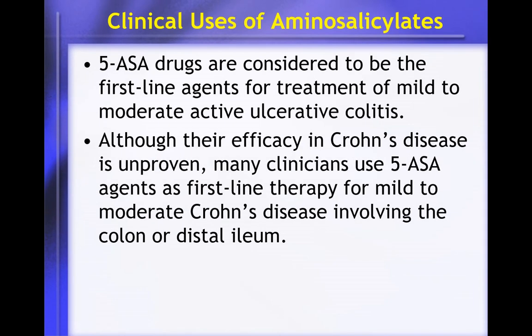Now the clinical uses of aminosalicylates. These drugs, aminosalicylic acid delivering drugs, are considered to be the first line agents for the treatment of mild to moderate active ulcerative colitis. Although their efficacy in Crohn's disease is not proven, many clinicians use 5-ASA agents as first line therapy for mild to moderate Crohn's disease, which has involved the colon or distal ileum.